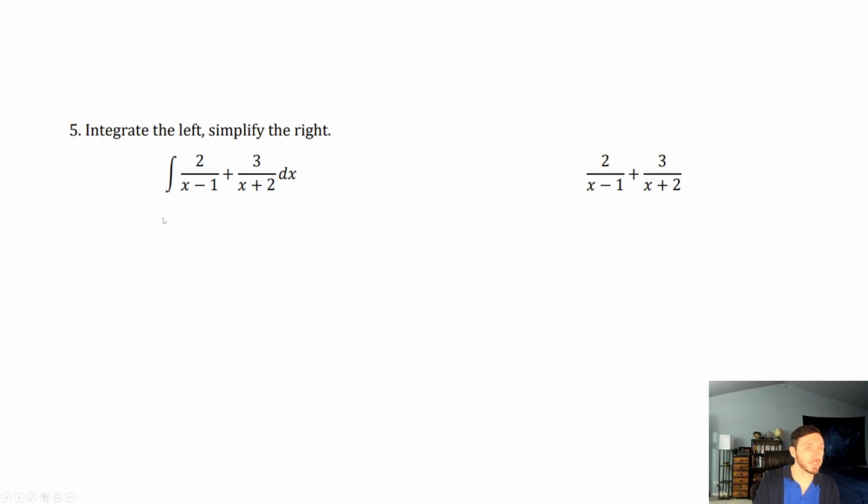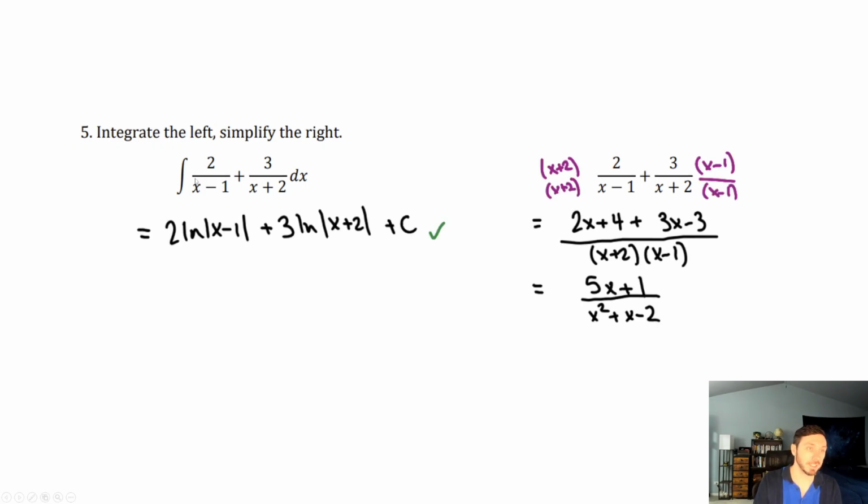If I were to ask you to just integrate this expression right here, not too crazy, you're just going to get two different log expressions, right? You can see here that you're getting 2 times the log of x minus 1, and then plus 3 times the log of x plus 2.